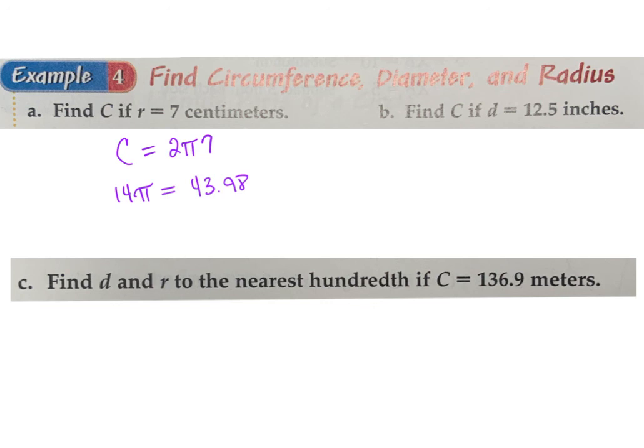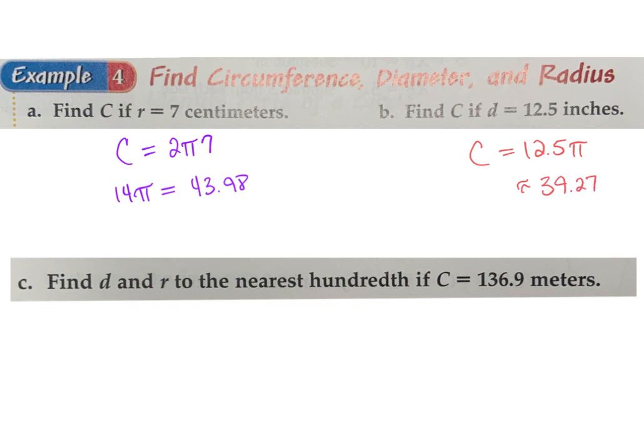Look at the next one. Find circumference if diameter is 12.5. When I have diameter, I don't need to multiply by 2. So I'm just going to say 12.5 times pi. That is your answer. If you plug it into the calculator and round it, you will get 39.27.